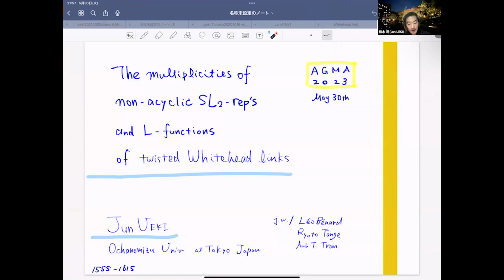Thank you for the introduction. I'm happy to join this conference again. I think this is the fourth time I have joined this conference.